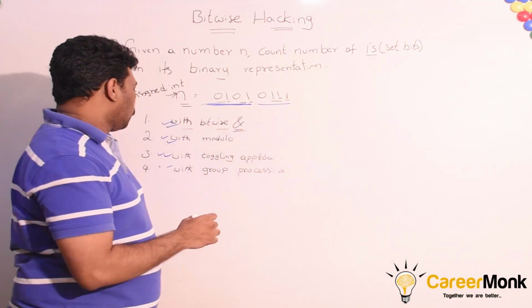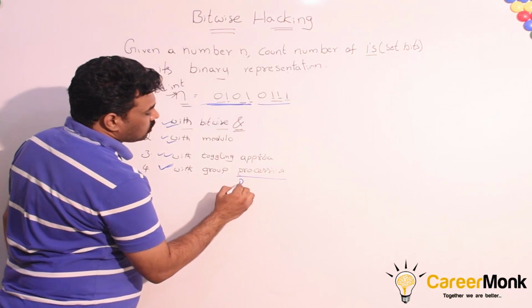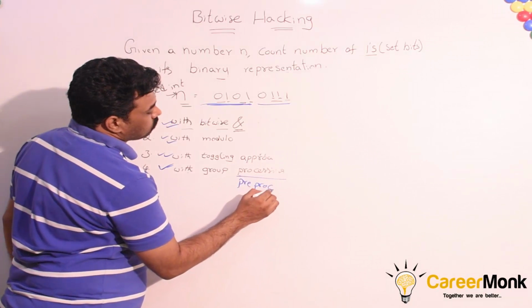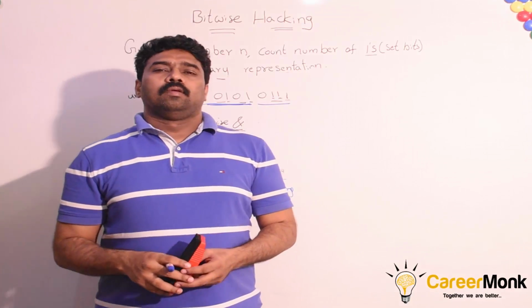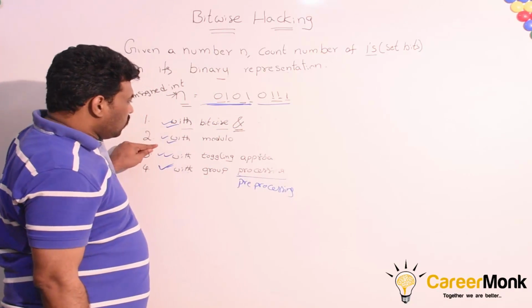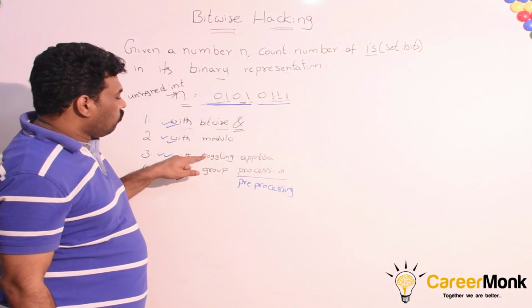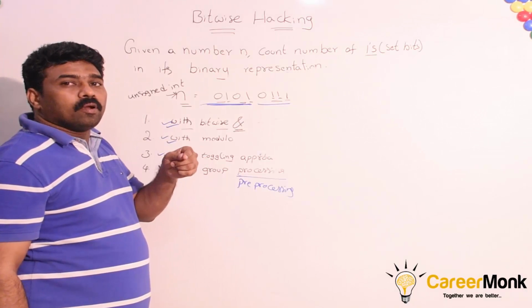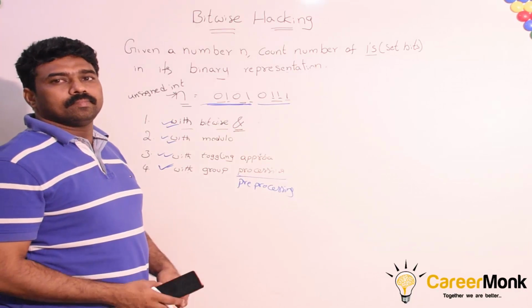Now let us see the last one with group processing. You can say pre-processing as well. With group pre-processing. So in the first three approaches, we processed one bit at a time. We process a number of bits equal to the number of set bits in the given number. But still we are processing one bit at a time.